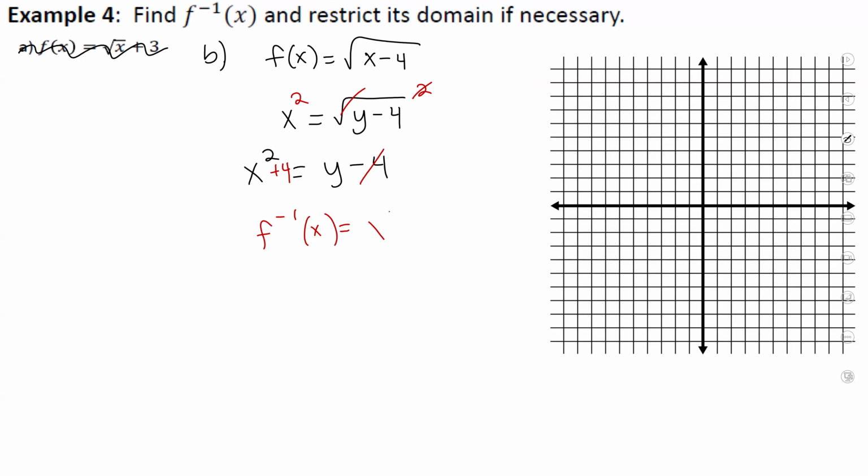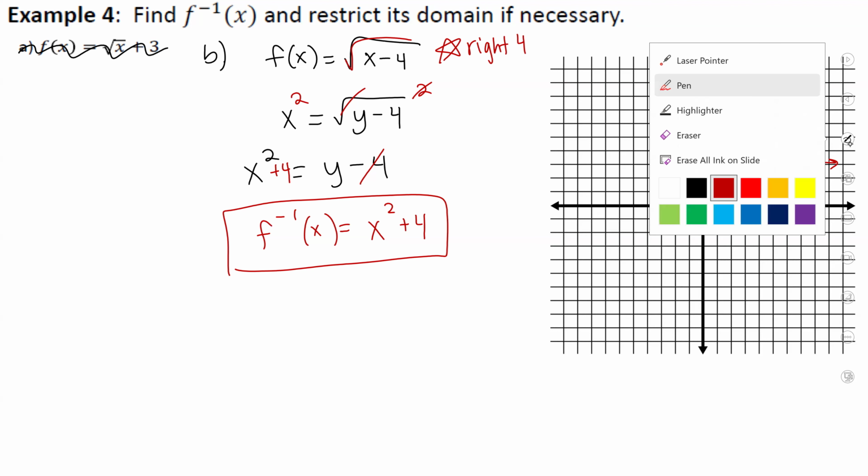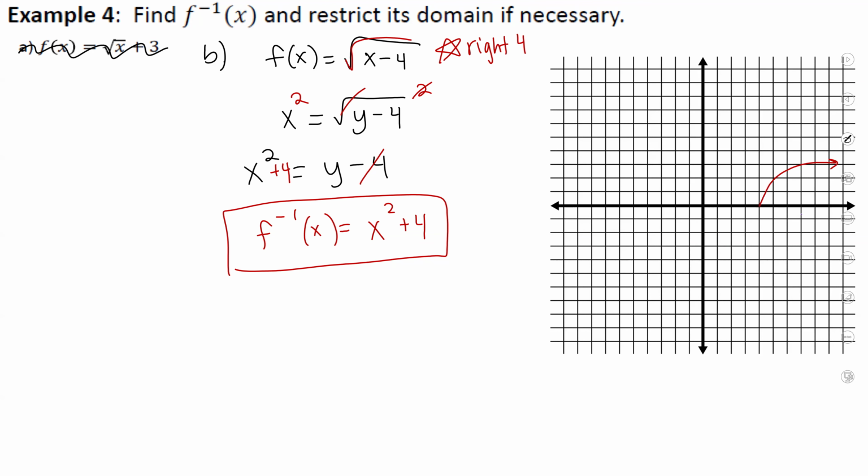Okay, this is the answer. Now, let's think about how we restrict the domain. This is the original. Can you guys tell me what the transformation is for this square root one? It's right 4. So the original graph moved right 4. So that means it looks like this. It moved to the right 4. Now let me graph this inverse. I'll inverse it. I'll put it in purple. What happened here? It went up 4. So a rough sketch is it looks like this.